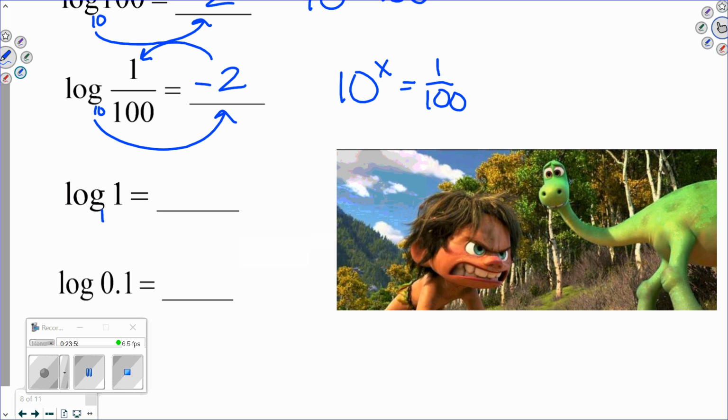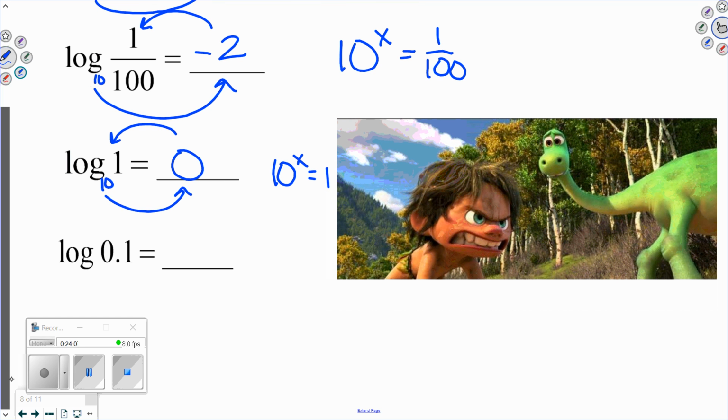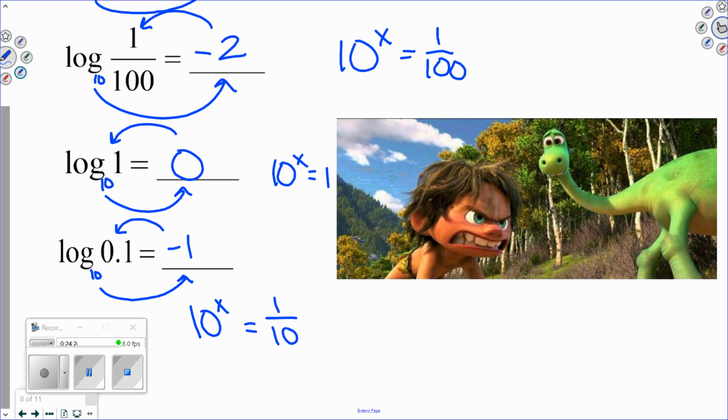This one again, write in those unspoken numbers. 10 to what number equals 1? Good. Anything to the 0 power equals 1. Unspoken 10. 10 to what power equals this? That's 1/10. Remember, we don't like decimals. It makes more sense to write that as 1/10. See how much easier it is to see that when you write it as a fraction? You're like, oh yeah, move down. It's negative.